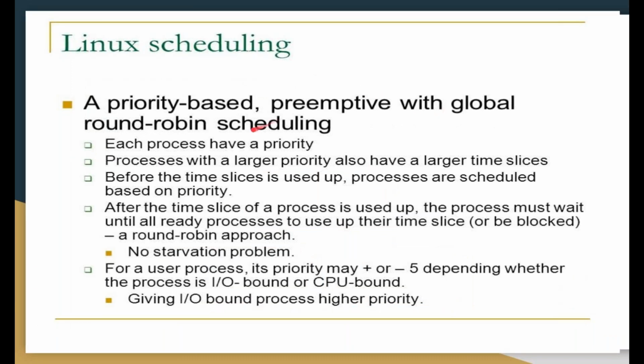Priority-based preemptive with global round robin scheduling. Round robin means according to your time base. The process with the shorter time and the highest priority is scheduled for execution, and the CPU is given to that process. So for higher priority, preemptive, in between, the CPU can leave and serve the process with the higher priority, and that is called round robin.